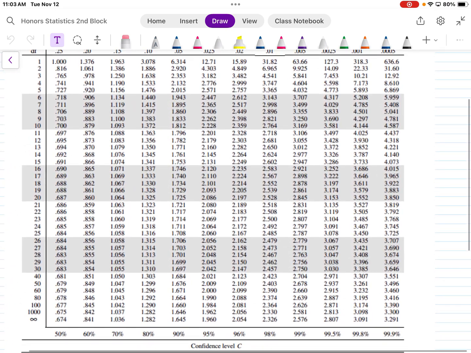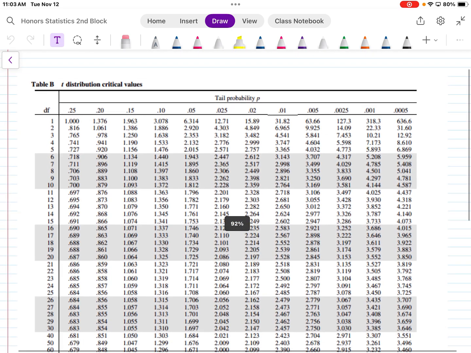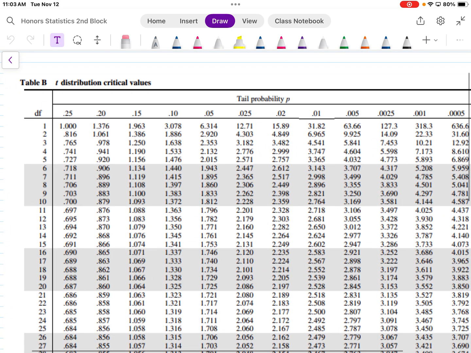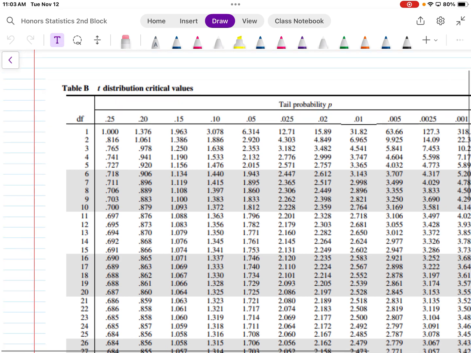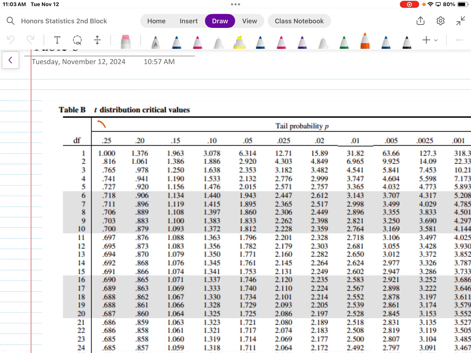Now, there are two ways to look at it. You can look at the top. The top row here, the 0.25s, is what you get after you do 1 minus your confidence level, divided by 2. So when you're matching up which column to go to, it's the area, the same area we were typing in for inverse norm.